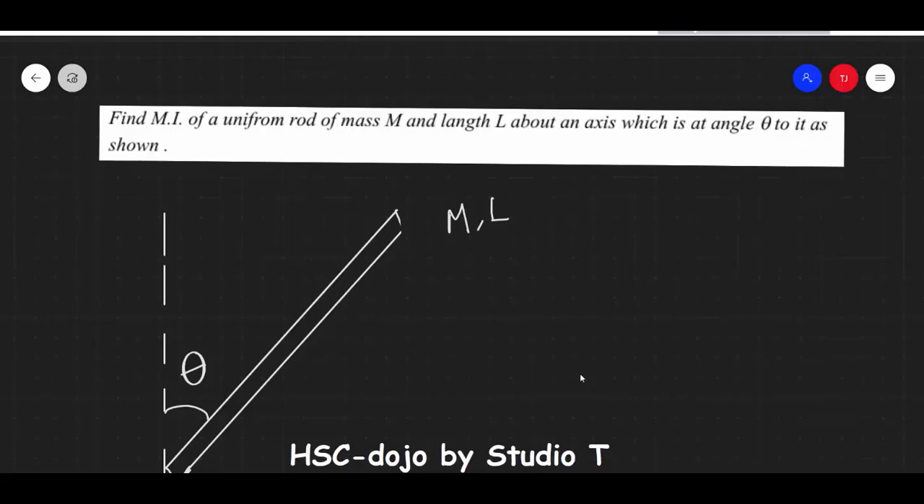So let's see what do we have here. Here the question is find the moment of inertia of a given uniform rod of mass m and length l about an axis which is at angle theta to it as shown. So first of all, this is not any of the cases we know.